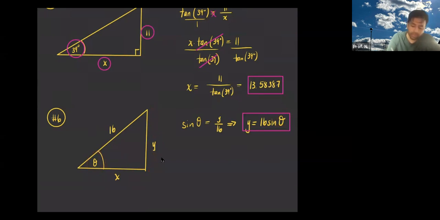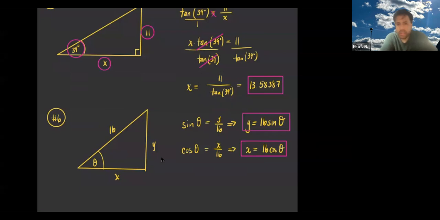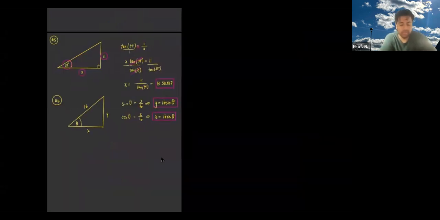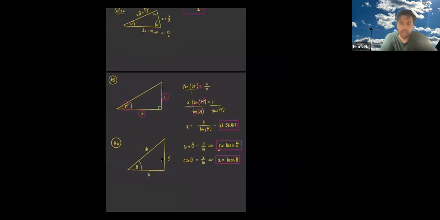And then the same thing goes for x. How is x connected to theta? Well, x is the adjacent side, so cosine of theta equals x over 16, which implies that x is equal to 16 cosine theta. And I'm done. Okay. So that's a quick blitz through the first 7 problems.